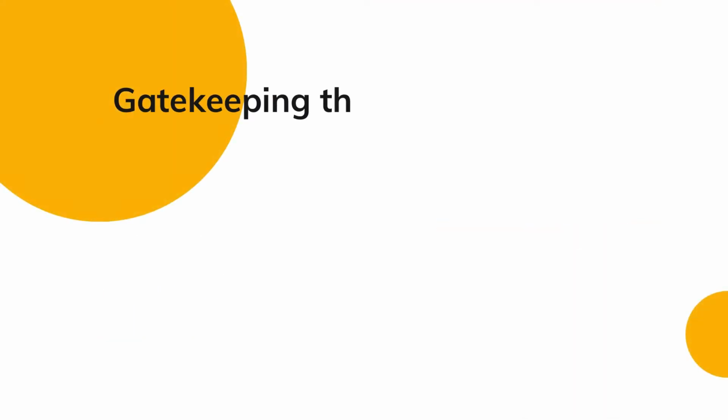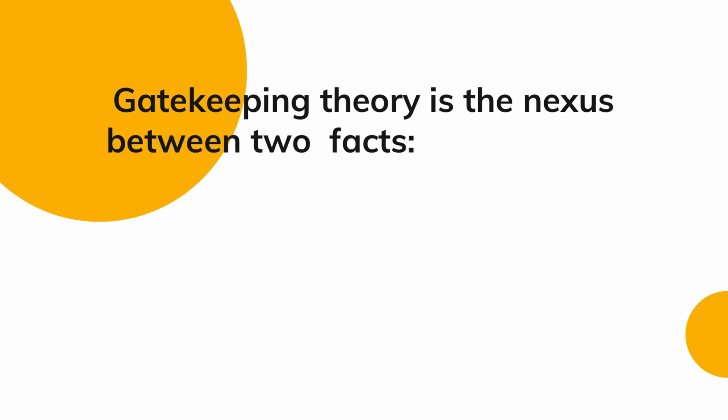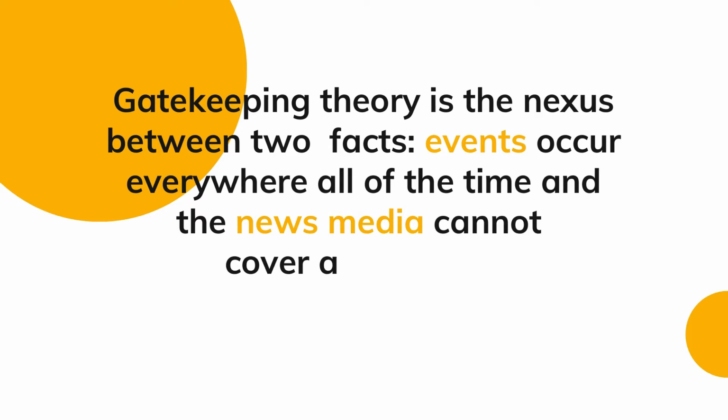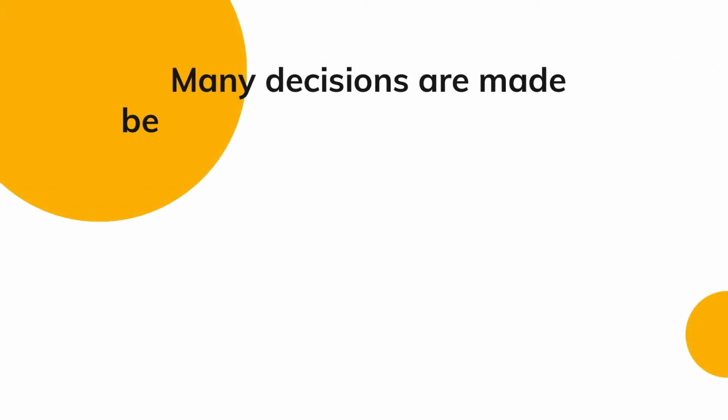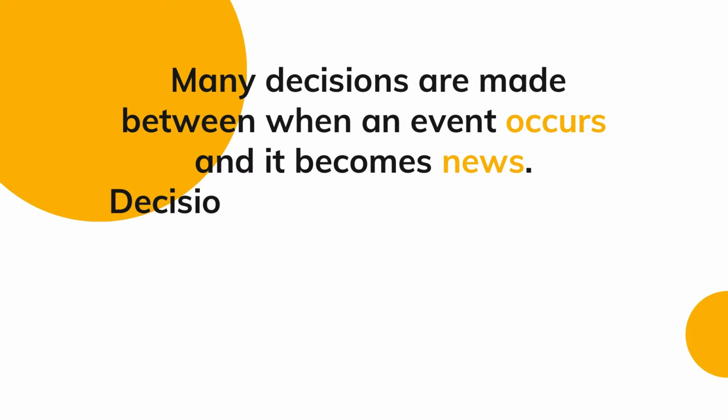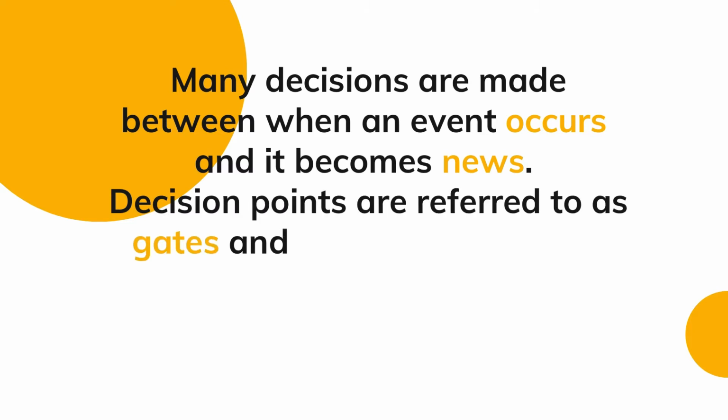The gatekeeping theory is the nexus between two facts. Firstly, events keep happening everywhere all the time. Secondly, it's virtually impossible for the news media to consider all these events as newsworthy and cover them as news. Many decisions are taken between the point when an event occurs and it becomes news. The decision points are known as gates, and the decision makers are known as gatekeepers.